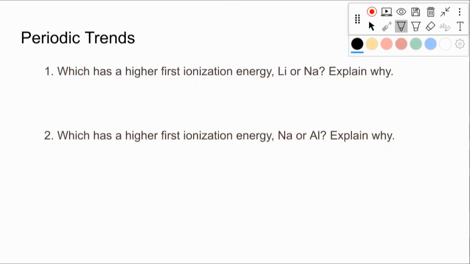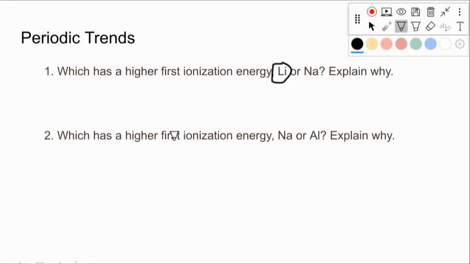So here's a couple questions. Which has a higher first ionization energy, lithium or sodium? Well, we look on the periodic table and think about the trend. Lithium and sodium are both in the first group, the up and down group. So we are looking at the group trend, and the group trend is that it increases as it goes up. So the one with the higher ionization energy is going to be lithium, because the atom is smaller and the electrons are going to be more attracted to that nucleus.